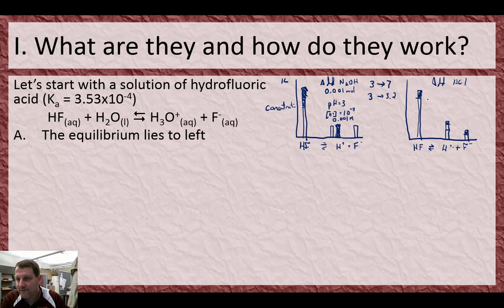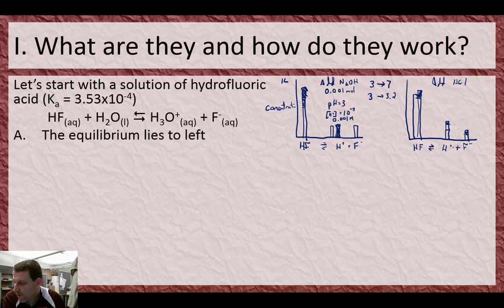And then these are going to shift over, and it's going to gain, I'm going to draw off to the side here, a little bit of HF. So now we have a little more HF in here. So our pH here is going to decrease. It's going to get more acidic because we're going to have more H+, but not by as much as we expect. Now here's the problem with this.